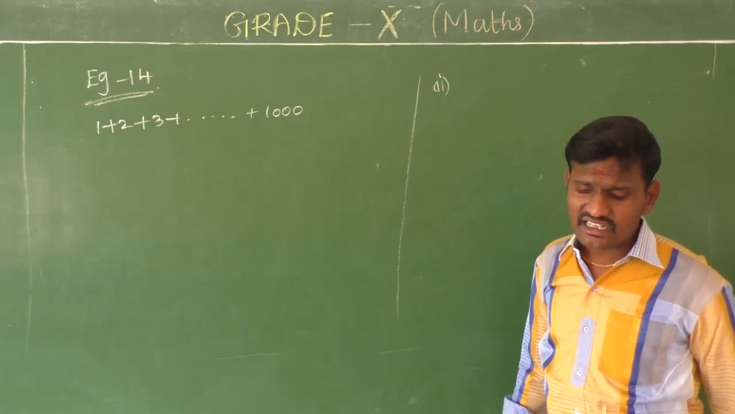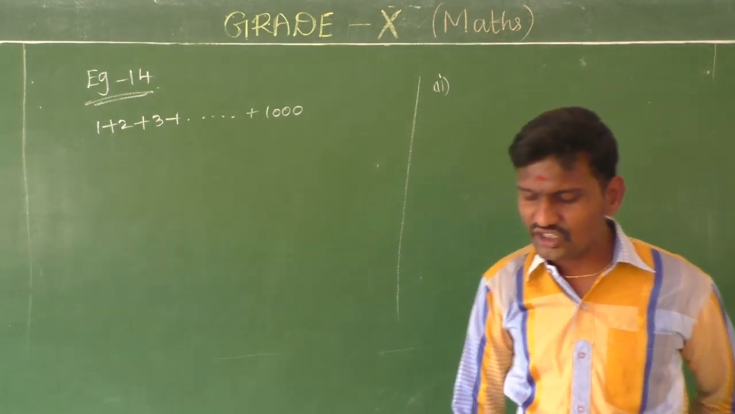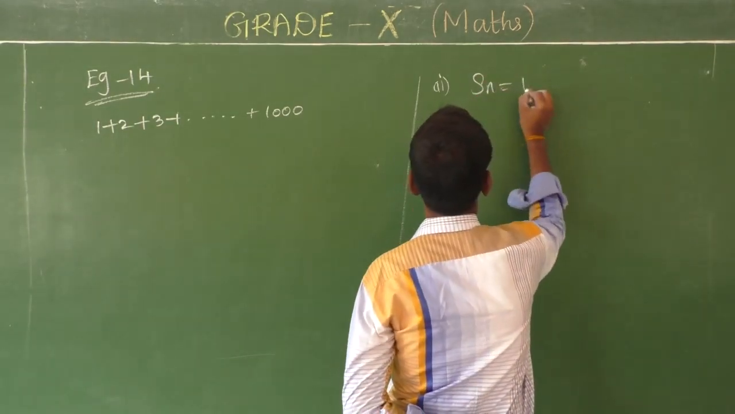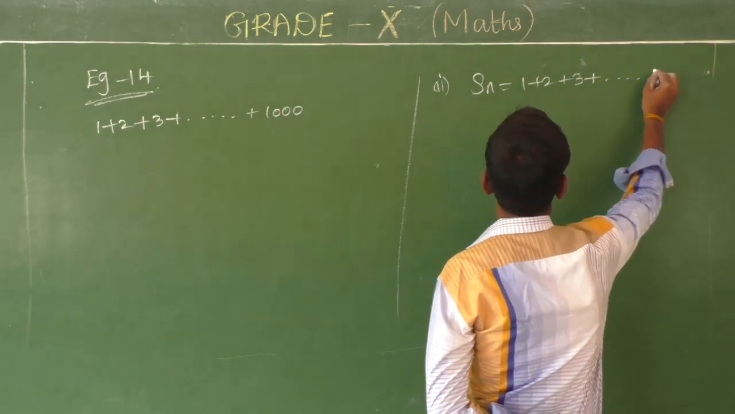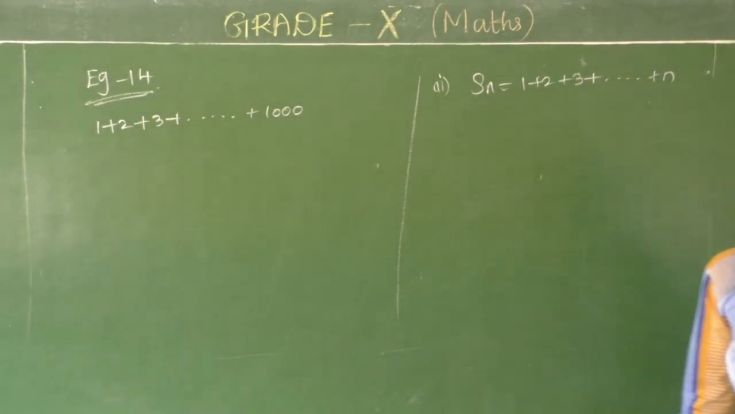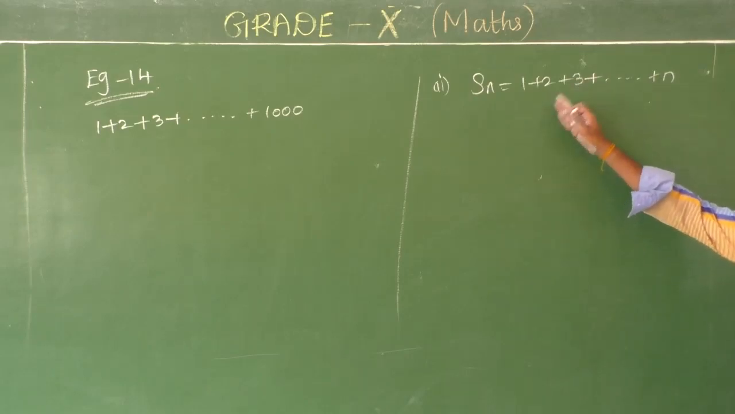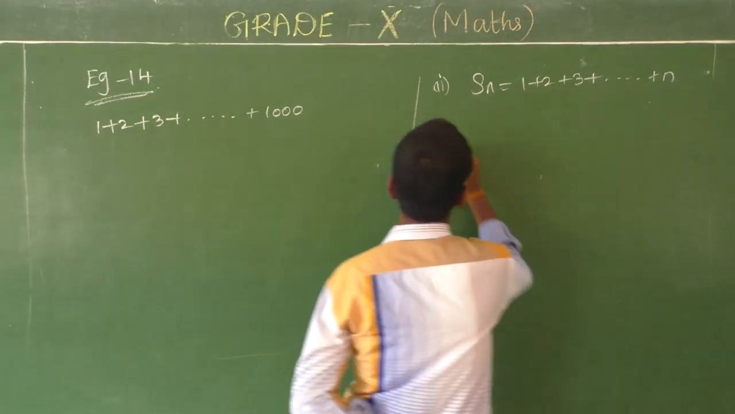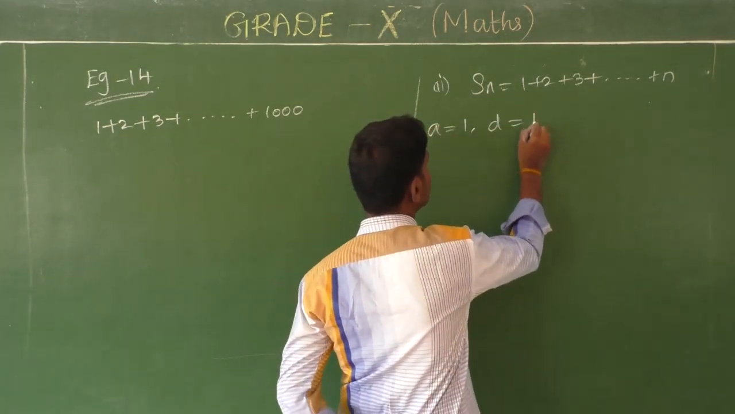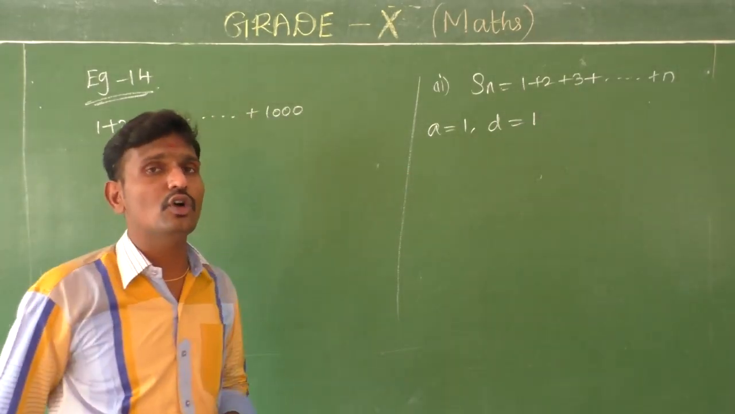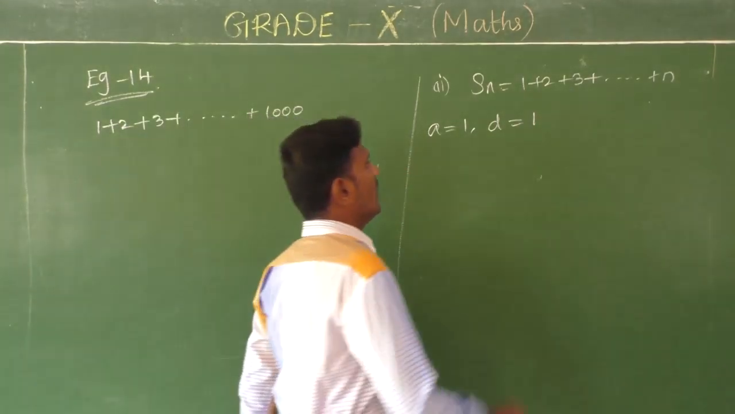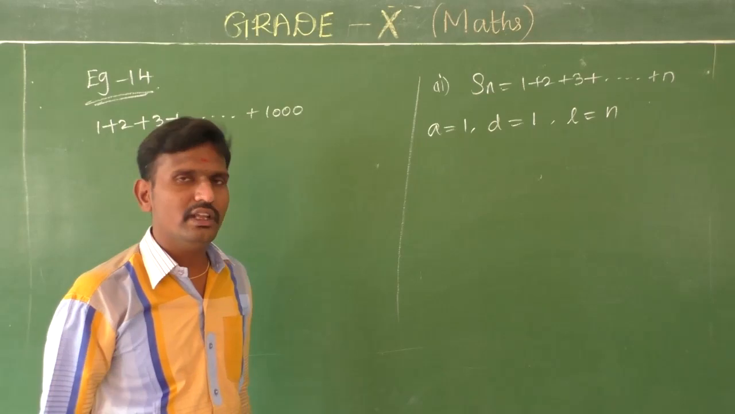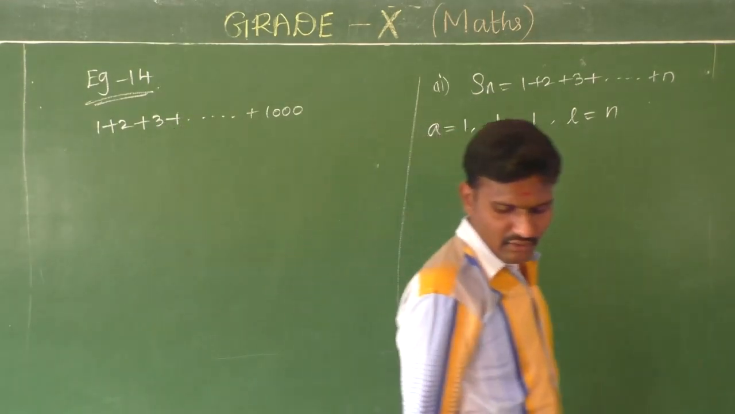Second question, find the sum of the first n positive integers. So here Sn equal to 1 plus 2 plus 3 plus up to n. Here you know the value of the first term, the common difference, and the last term. The first term a equal to 1 and the common difference is also 1 because it is increasing by 1, like 1, 2, 3. And the last term an is n, and we know the value of n also.